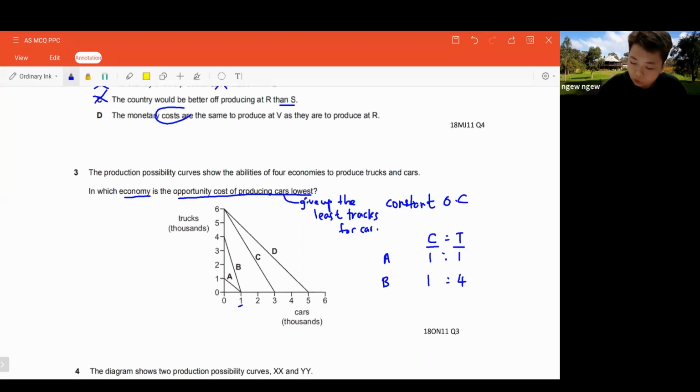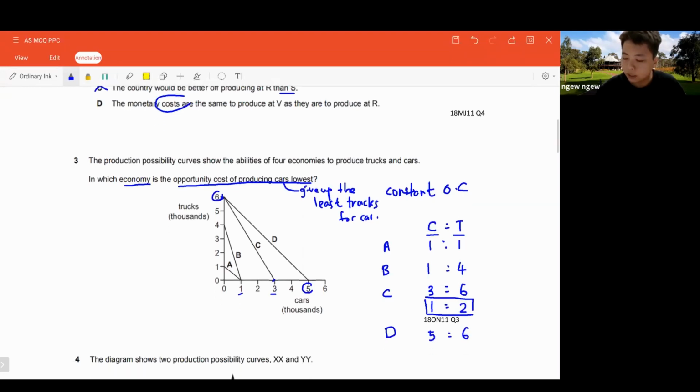Now, let's do all first, yeah? Country C either specializes in 3 cars or 6 trucks. So 3 to 6, which means if you simplify, for 1 car, they give up 2 trucks. Okay, so this is country C. And lastly, let's look at country D, yeah? For country D, it is either 5 cars or 6 trucks.